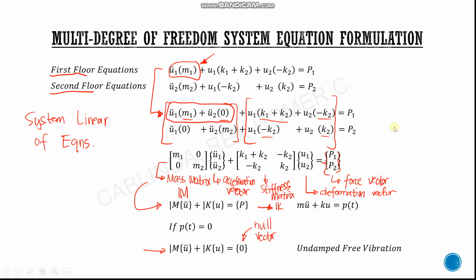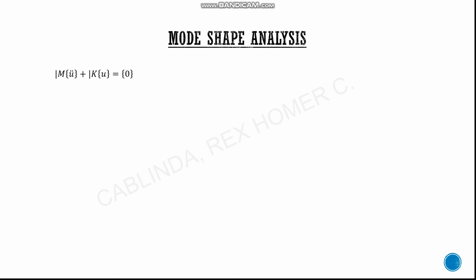Since we now have our equation for an undamped free vibration MDOF system, just like in the SDOF system, when we arrive at this equation, the next step is to find its solution. What is the solution? In the SDOF system it is actually similar, but in the MDOF system we have an additional solution. The solution is in the form U is equal to phi sine omega t plus minus theta.